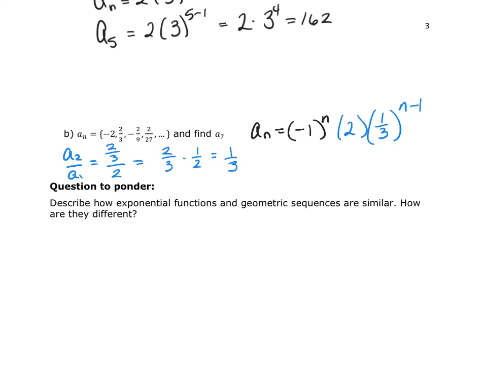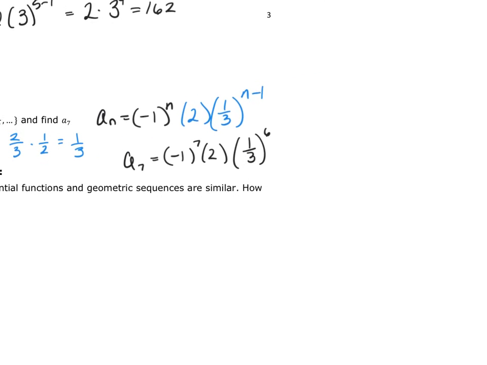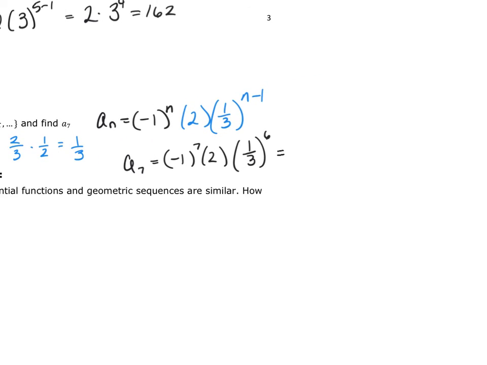Now all I have to do to find a sub n, or a sub 7, is -1 raised to the 7th power, multiplied by 2, 1/3 raised to the 7 minus 1, which is 6. And if they want an exact answer, then this is going to be -1 to the 7th power is going to be negative, multiplied by 2, so -2. And then I'm just going to get my trusty calculator out. I'm going to do 3 raised to the 6th power, which is 729. And that is the answer for that one.